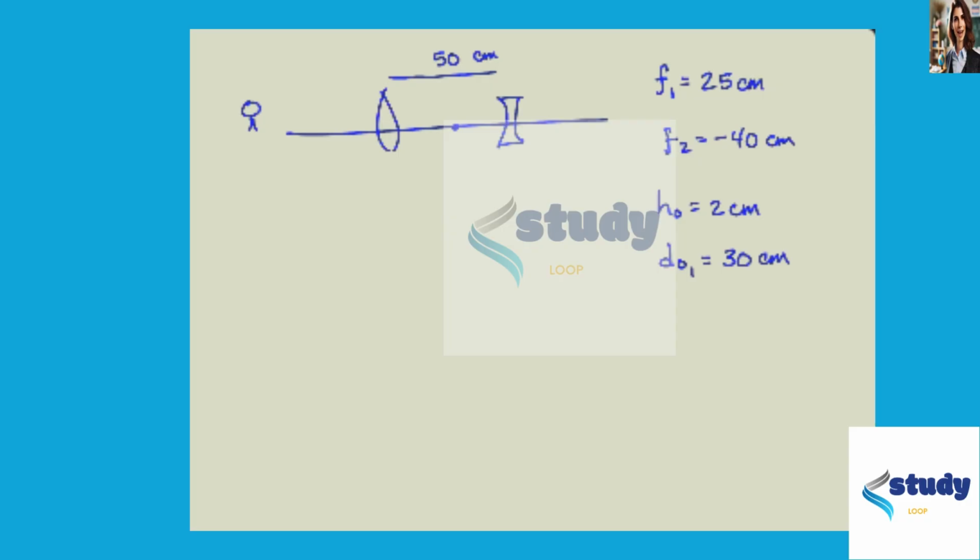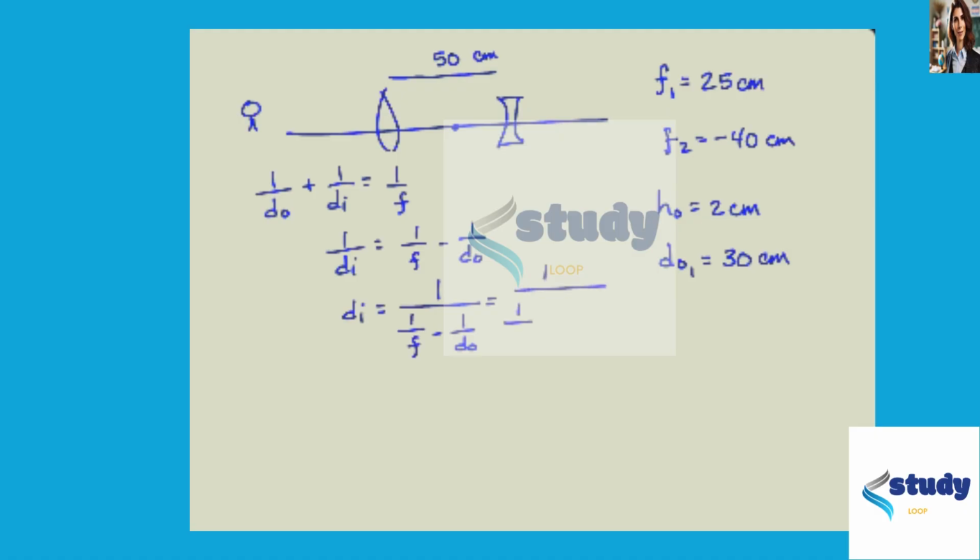So to do this, we can use the thin lens equation, which is 1 over dO plus 1 over dI equals 1 over F, and we can solve for 1 over dI. Now we want to get dI by itself, so we're going to inverse the entire thing. And this gets us a distance of the image 1 for the first lens of 150 centimeters.